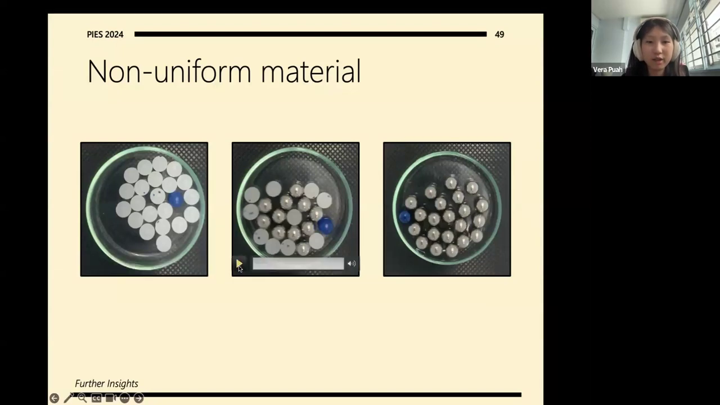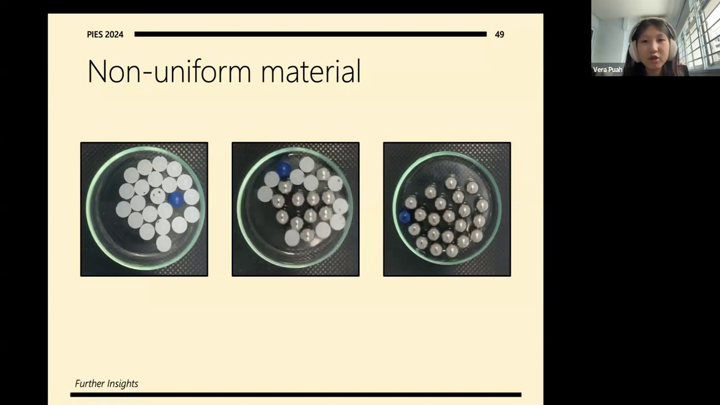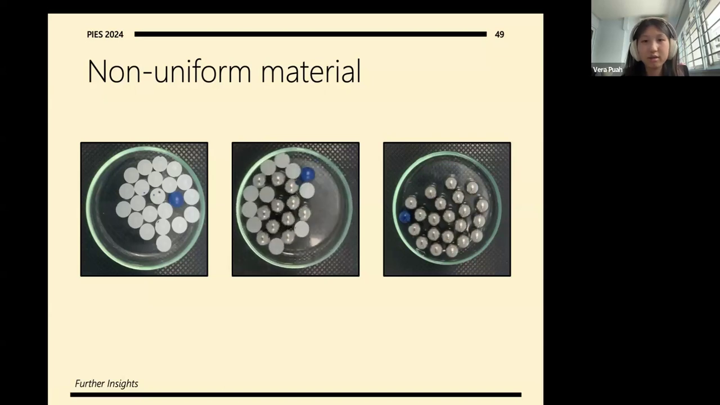And when you put them both together, you can see some sort of behavior between the steel balls clumping together and the plastic balls mostly staying on the outside.